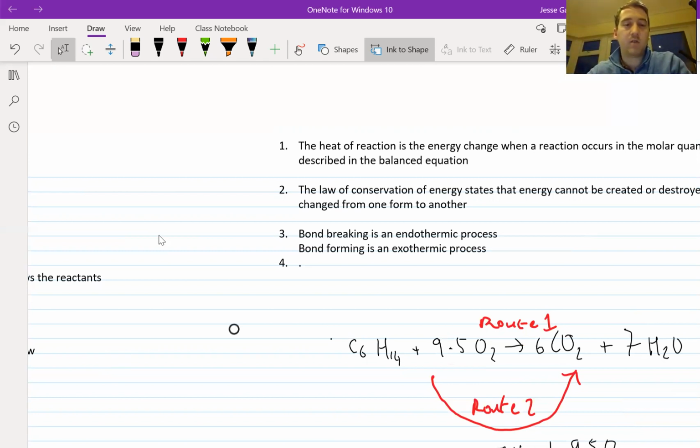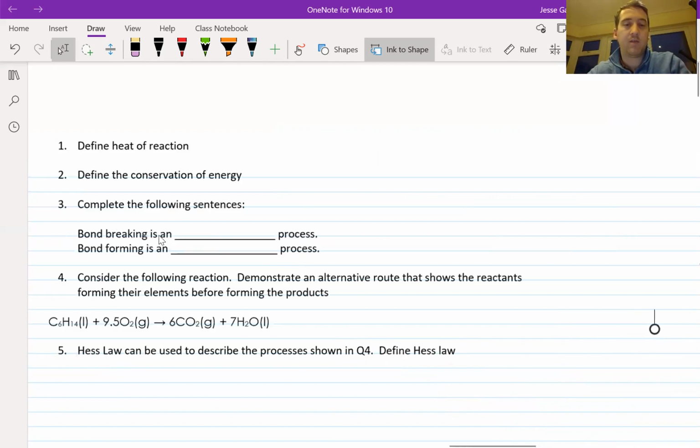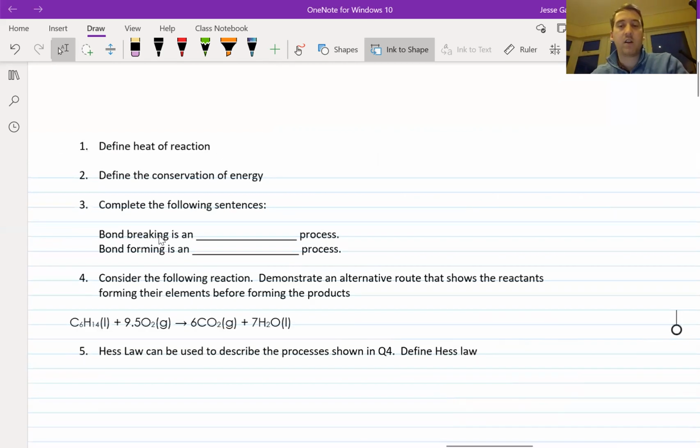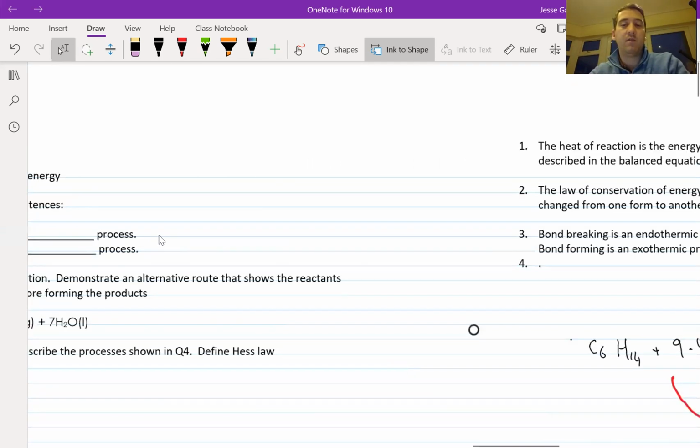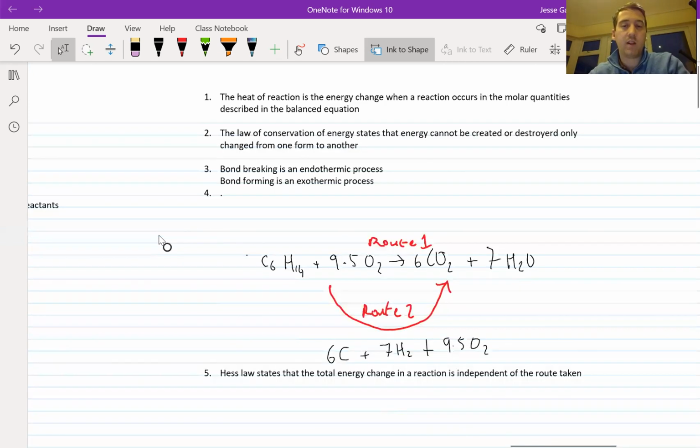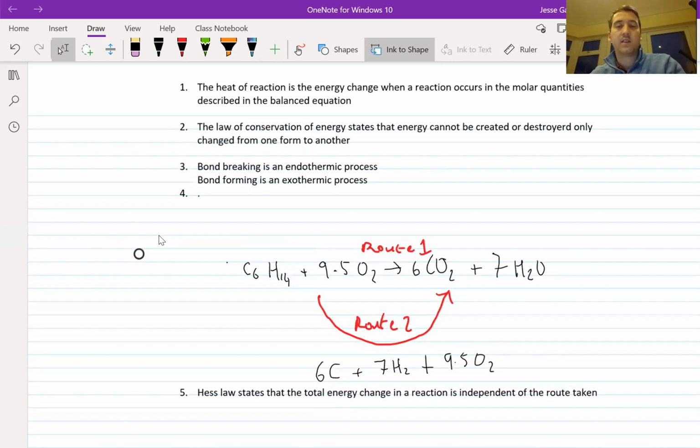Okay, so number 4 says, consider the following reaction, and demonstrate an alternative route that shows the reactants forming the elements before forming the products. So this is what you should have. Well done if you got this right. C6H14 plus 9.5 O2, you should have 6C plus 7H2 plus 9.5 O2 as the elements in route 2. Well done if you got that right.